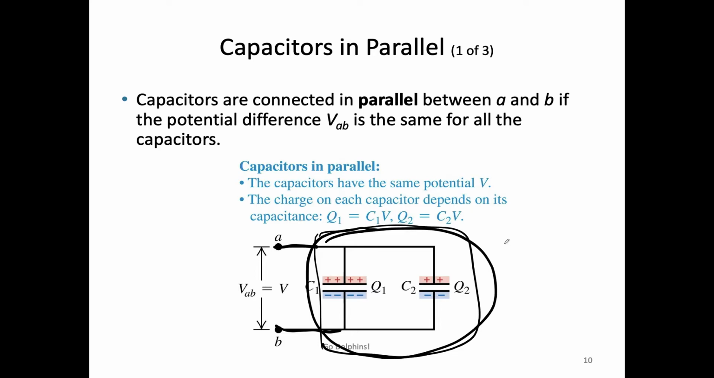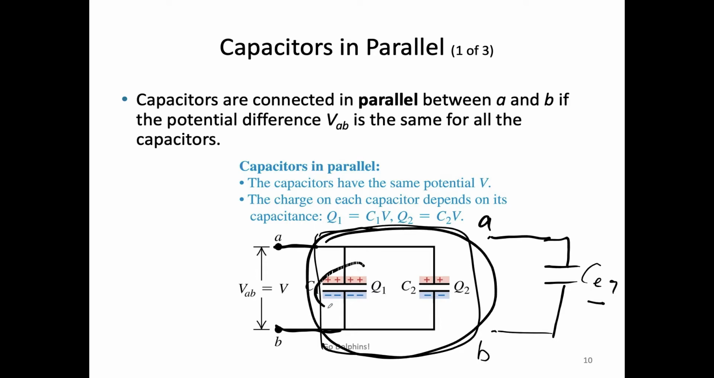So you can treat it as A and C equivalent B. So basically we want to find this one. How much charge is carried by capacitor 1? It would be C1 times V, and the charge carried by capacitor 2 is C2 times V.